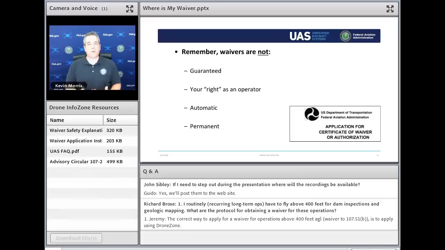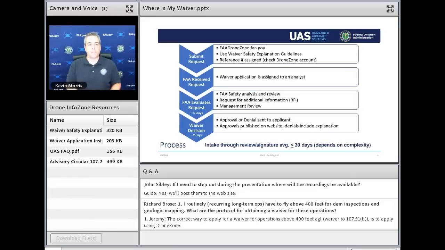So when we're applying for a waiver, we need to remember these 4 bullet points on there. And when we apply, we need to make sure we have a complete and justified description of what we want to do. So how does the process work? This is how the process works. What you're seeing on your screen right now is our process for the waiver applications, and it starts with you, the applicant. When you go into our FAA dronezone.faa.gov account is where you will apply for your waiver. You will have access to the waiver safety explanation guidelines, and you will submit your application through that web portal.